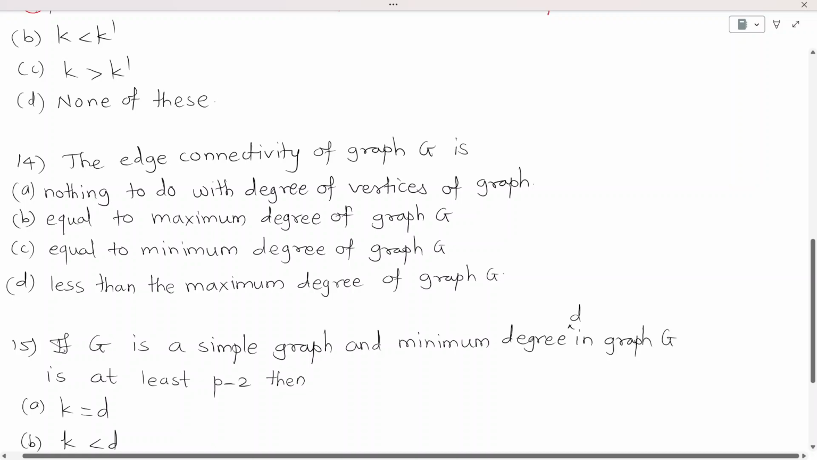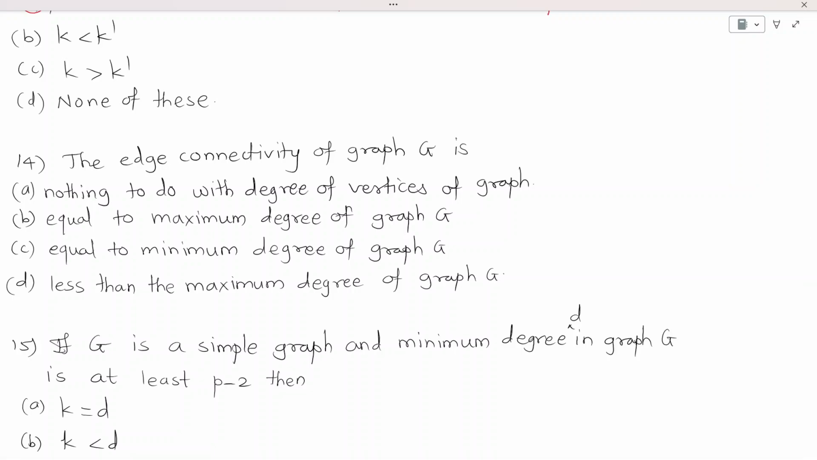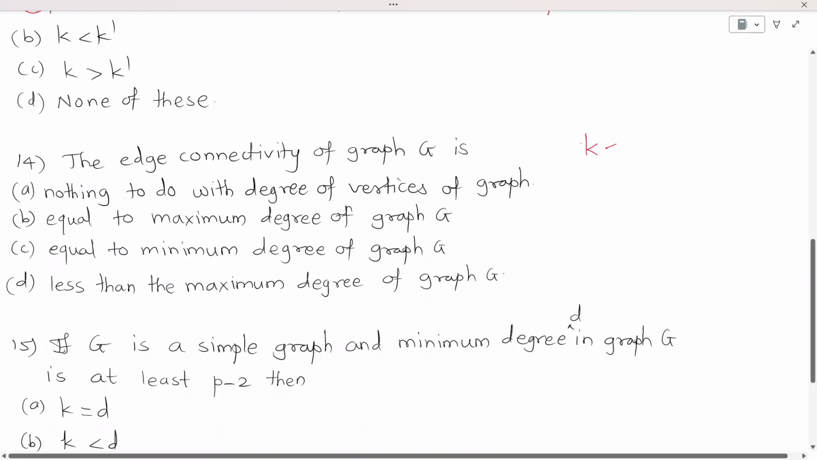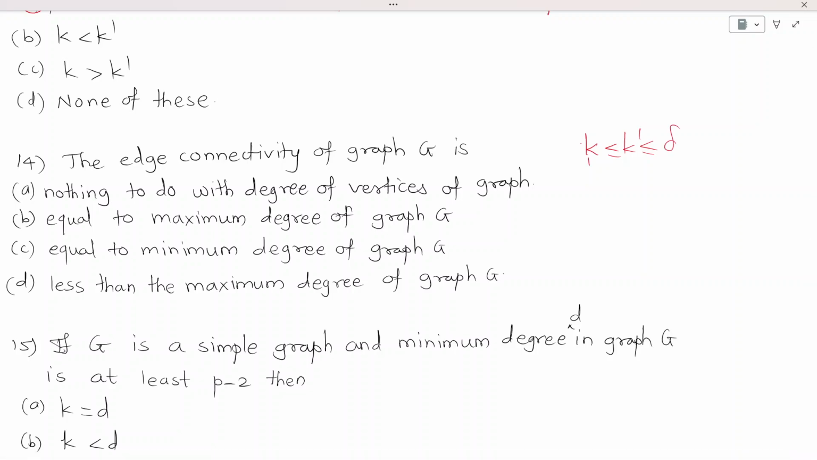The 14th is: the edge connectivity of graph G is. We have already discussed it in MCQ number 12. The result is K less than or equal to K dash less than or equal to delta, where K is vertex connectivity, K dash is edge connectivity and delta is minimum degree. They have asked about edge connectivity and degree of vertex. So we are considering only the second part of this inequality, that is K dash less than or equal to delta. So let us see whether this option is given or not.